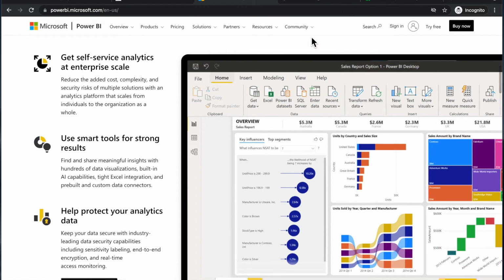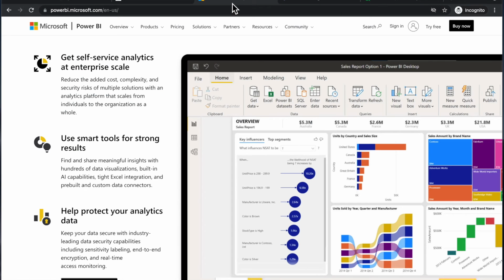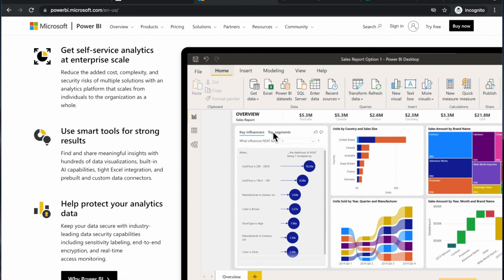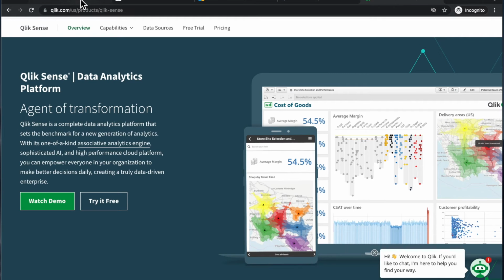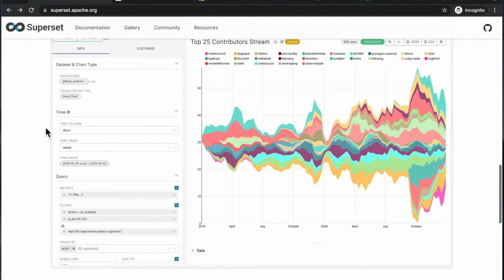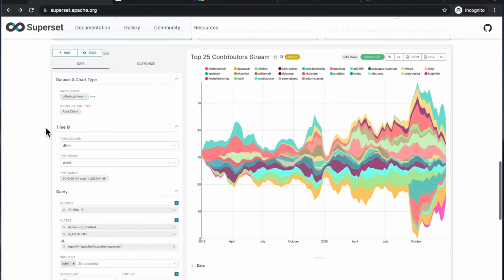Power BI or Qlik Sense, but again, all of these other solutions cost money. Some are cheaper, like Power BI. Some are more expensive, like Tableau and Qlik Sense. But again, they have the more refined tools for creating these visualizations. So it's a trade-off you need to make. So just keep that in mind.